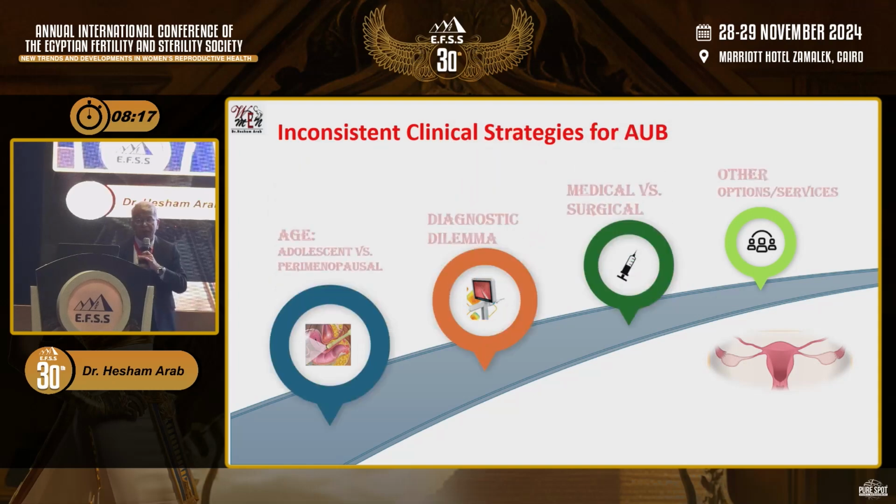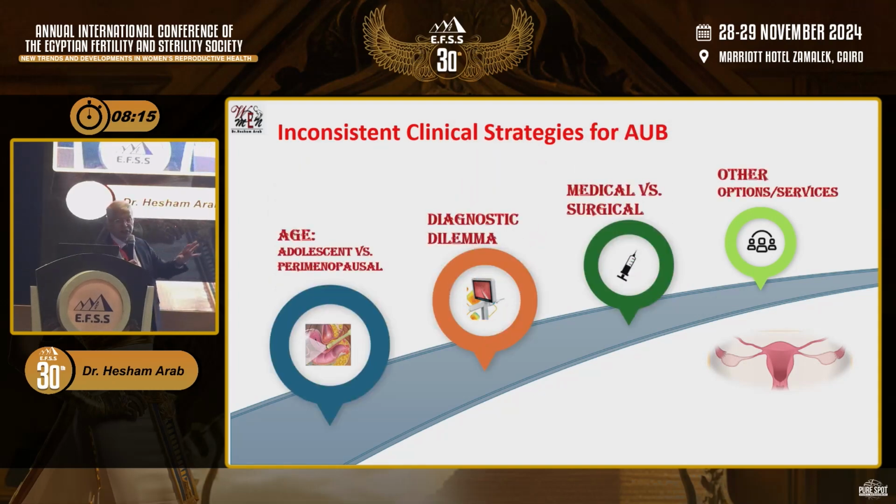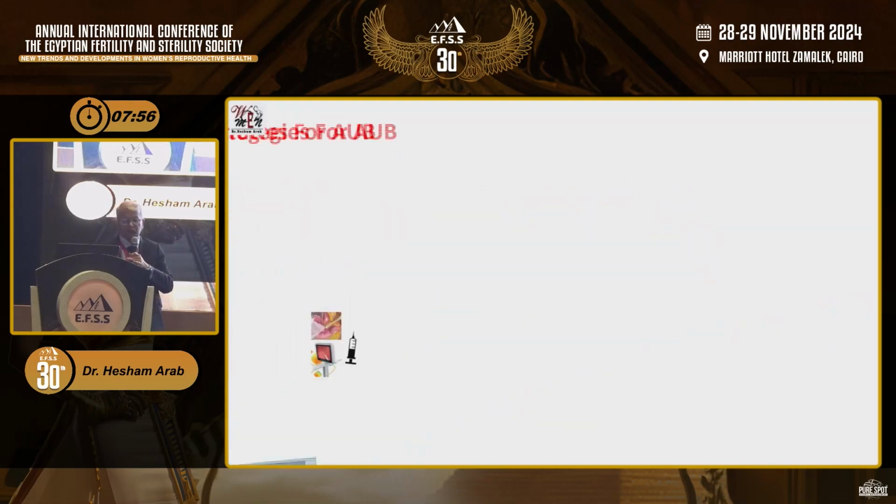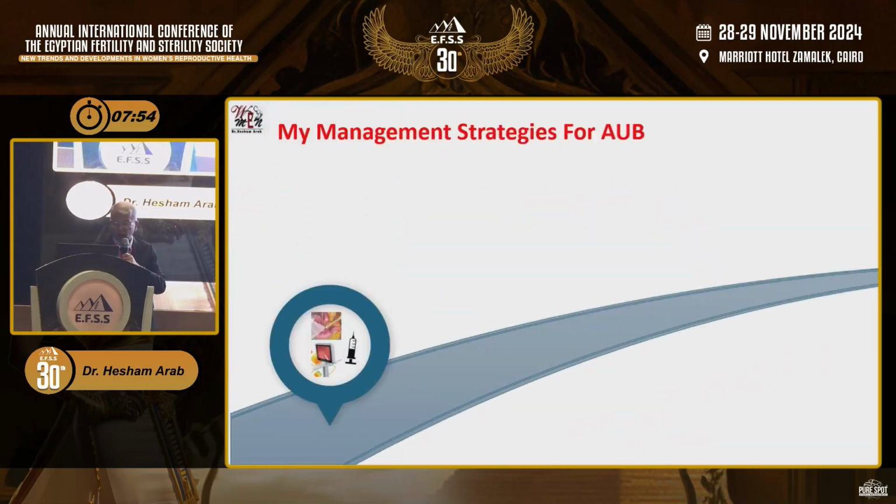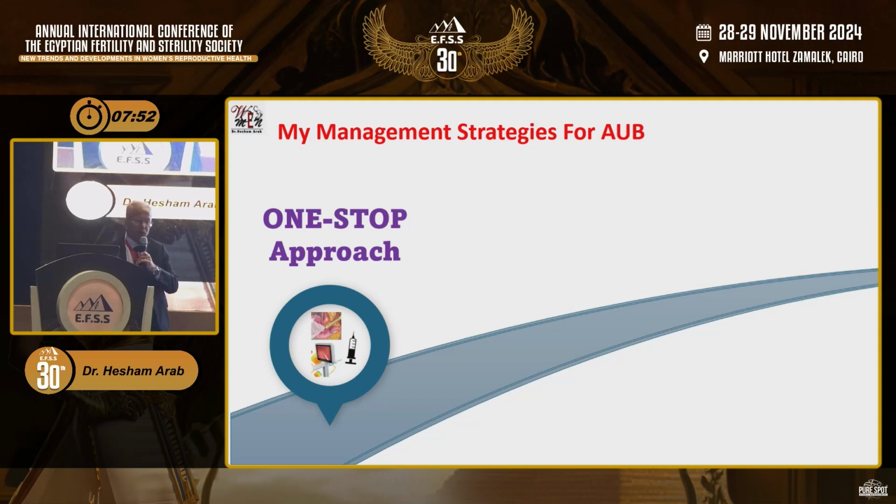So lastly, with the inconsistent clinical strategies, of course, patients were having the dilemma of diagnosis, we have the dilemma of how to treat, and also what they call shopping. They go from one doctor to the other and never reach any solution. So what we came up with in our guidelines is what we call the one-stop approach.